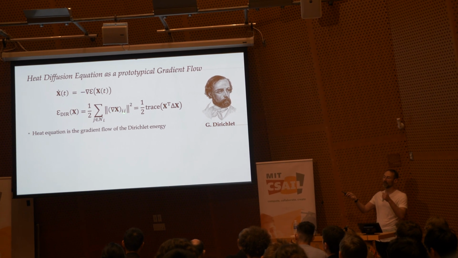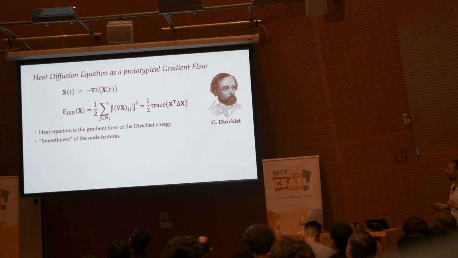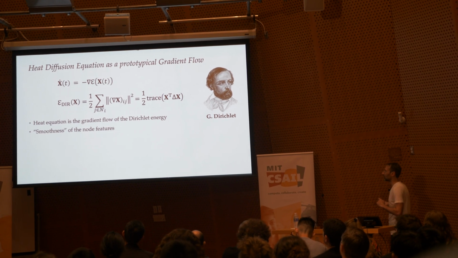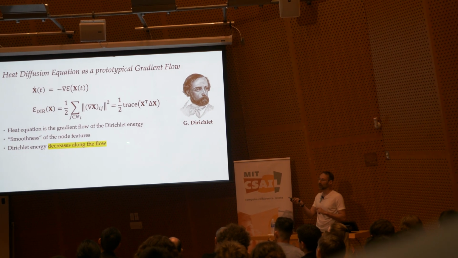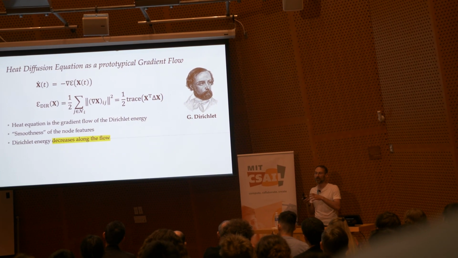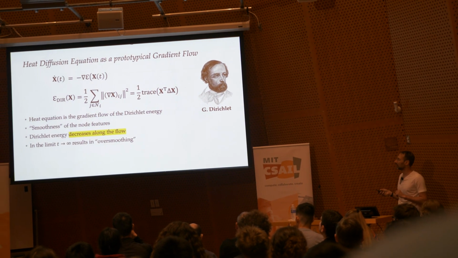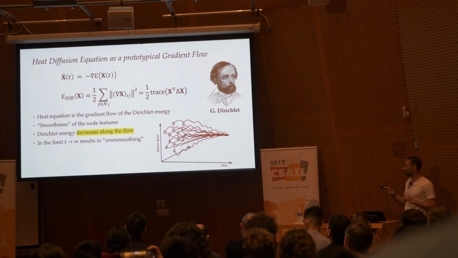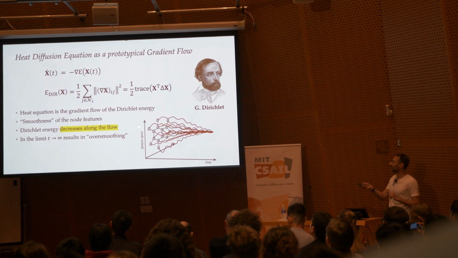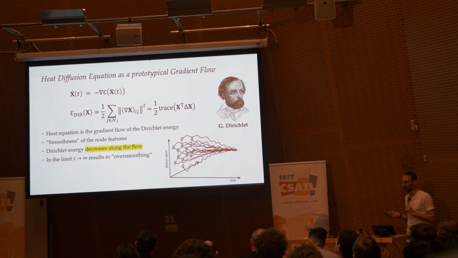It is zero if the signal is constant on the graph, right? So if all the nodes are the same. You can think of it as a kind of smoothness of the node features, and we can also show that it is monotonically decreased along the flow. So if I run the heat equation, the Dirichlet energy will be becoming smaller, and in the limit, it will result in oversmoothing. So in terms of dynamical systems, oversmoothing looks like so: all the features in all the nodes will collapse into a single point, so they will become all the same, right?